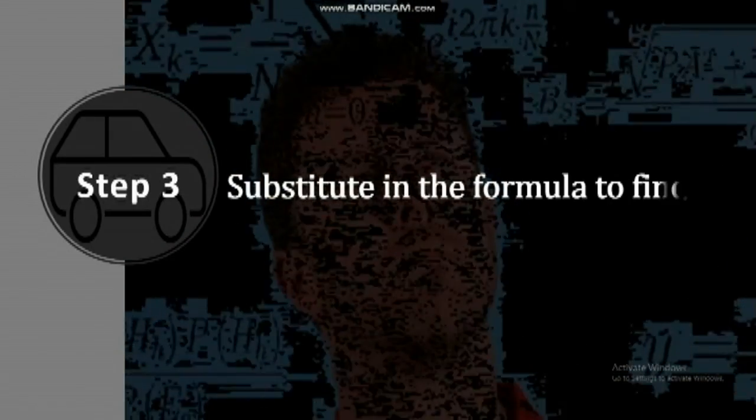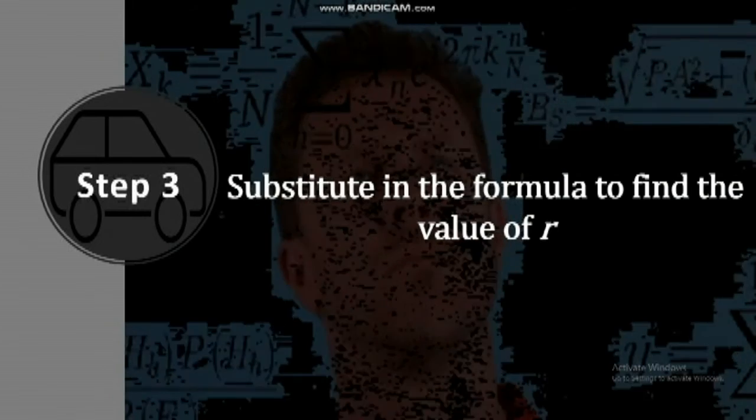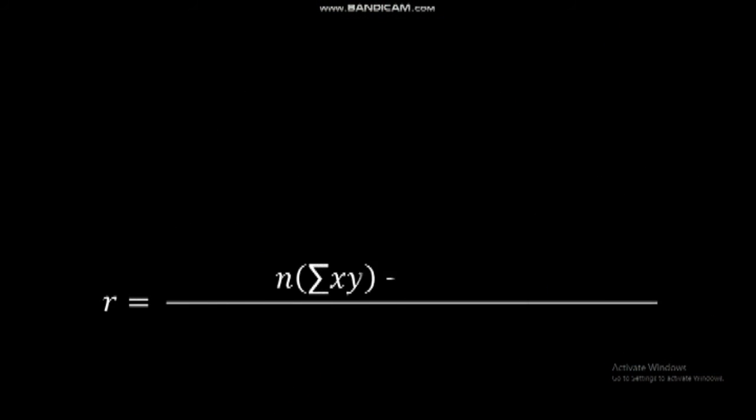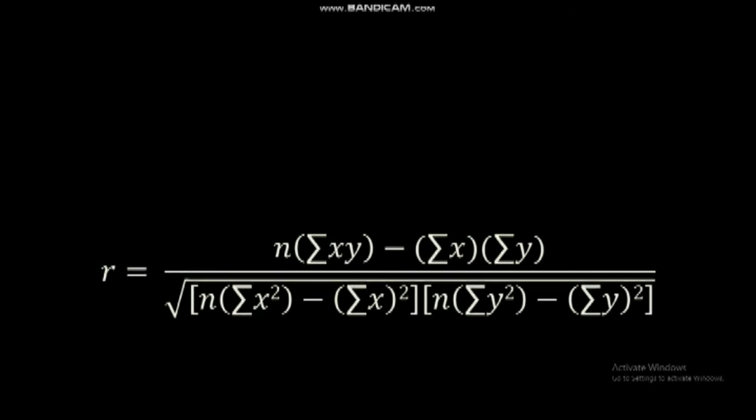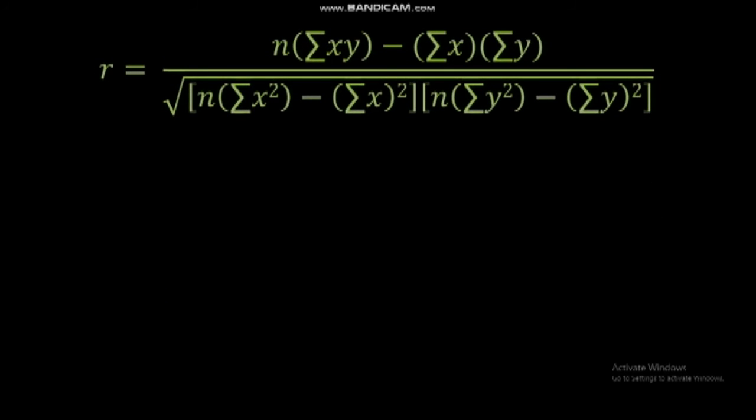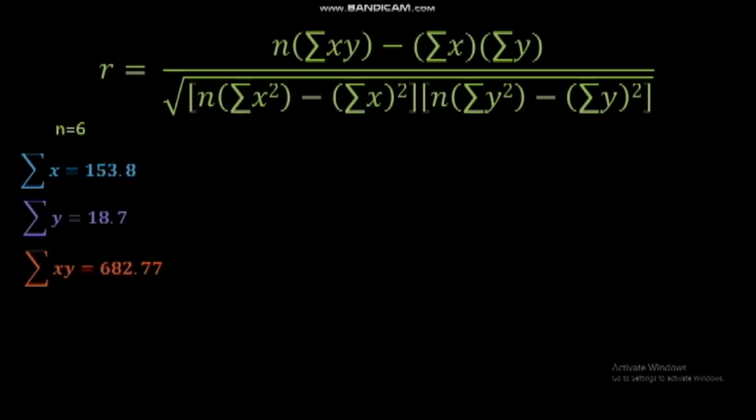Step 3. Substitute in the formula to find the value of r. Given the formula, r is equal to n multiplied to the summation of xy minus the summation of x multiplied to the summation of y, all over the square root of n multiplied to the summation of x squared minus the summation of x quantity squared, times n multiplied to the summation of y squared minus the summation of y quantity squared.